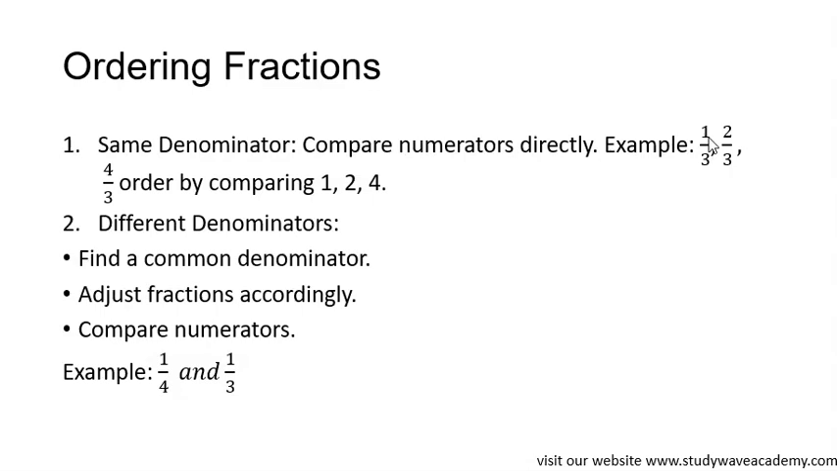So which is the smallest number here? It's 1, right? And the next number is 2, and the next number is 4. So we are going to be arranging from the least to the greatest. So it's 1/3, 2/3, and 4/3. Okay, you're comparing using the numerators, okay? Now, if you are arranging it in descending order, it's from the greatest to the least, right? So it's 4, 2, 1. Do you understand?